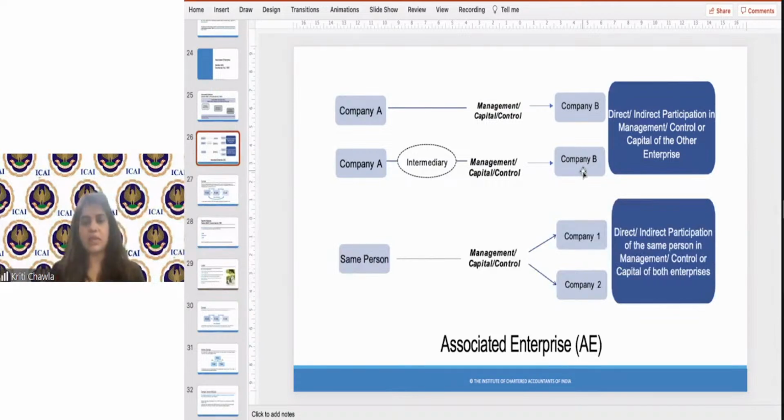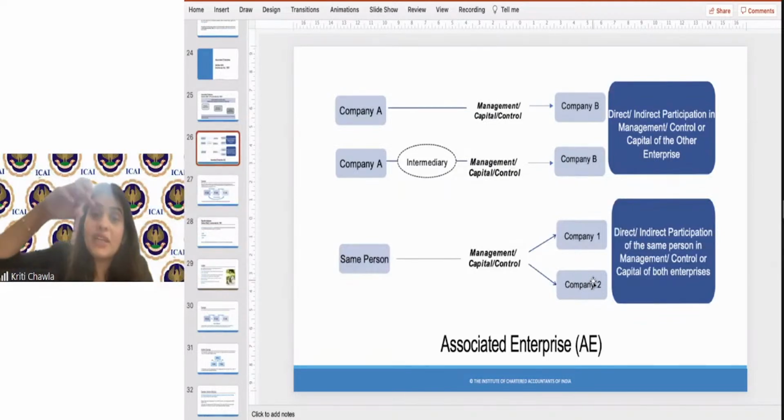This is the first step. Section 92A1 also says that if there is a same individual, or the same person, participating in the management, control, and capital of company 1, and this same person is participating in the management, control, and capital of company 2, then company 1 and company 2 will become related to each other, and will become associated enterprises because they have a common control.